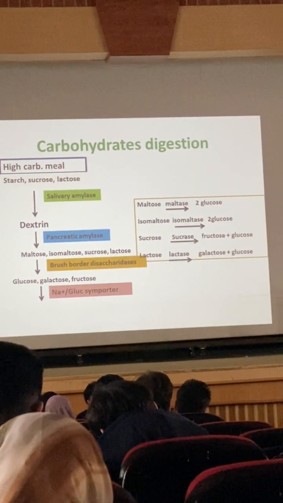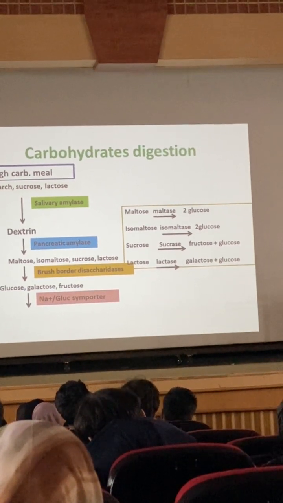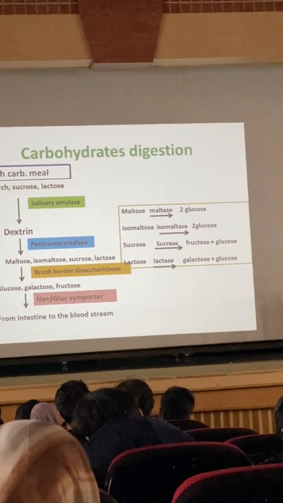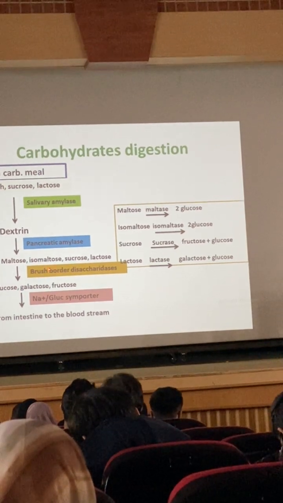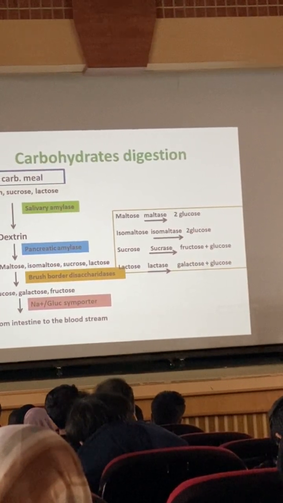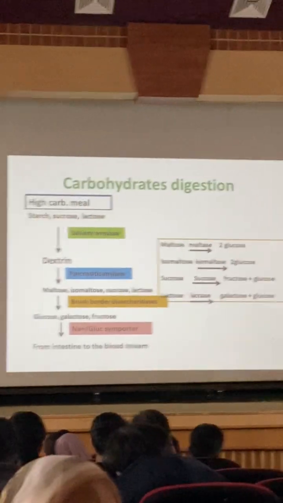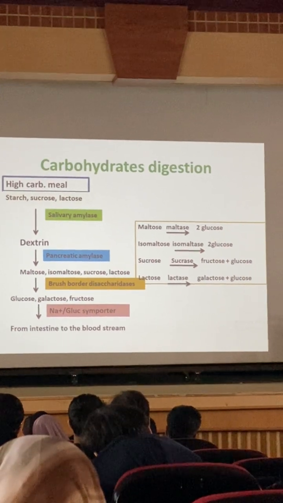But that's not the digestion. Okay, this is regarding the carbohydrate digestion and how we reach this part that's called glucose, galactose, and fructose. We said they should be in monoform in order to be absorbed, and later on reach the bloodstream.